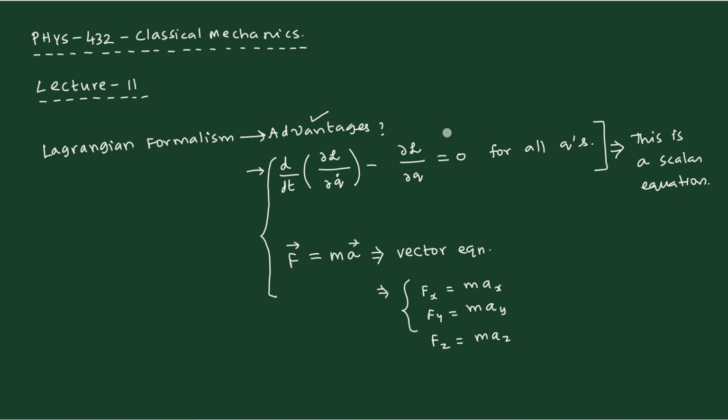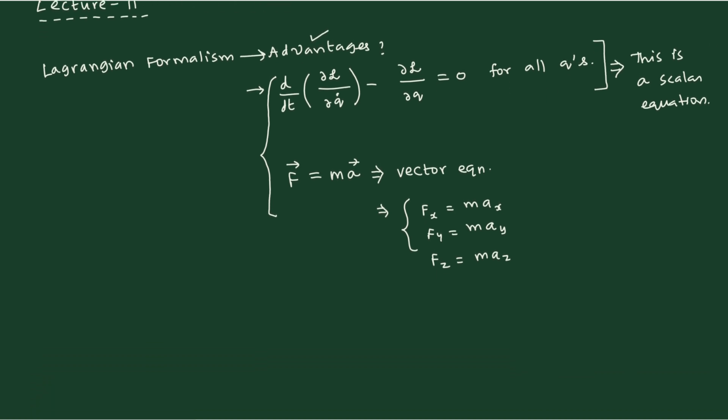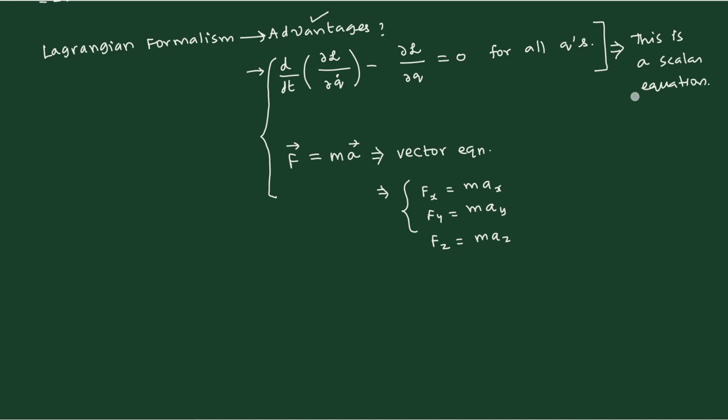So this clearly indicates that Lagrangian formalism has a better advantage, because doing mathematics with scalars is always comfortable when compared to performing calculations using vector quantities. You know that vector calculus is somewhat difficult when compared to scalar calculus. So in that way, you can easily understand that the Lagrangian formalism gives you an advantage. So this is the first point.